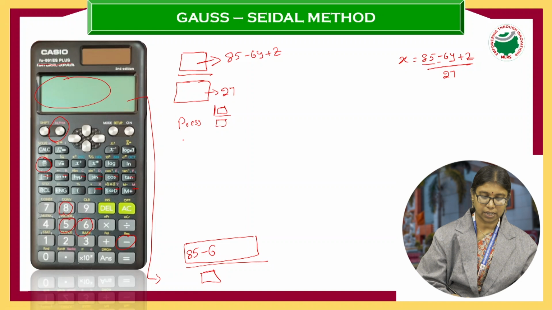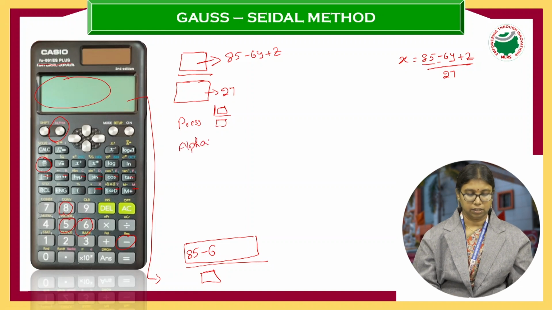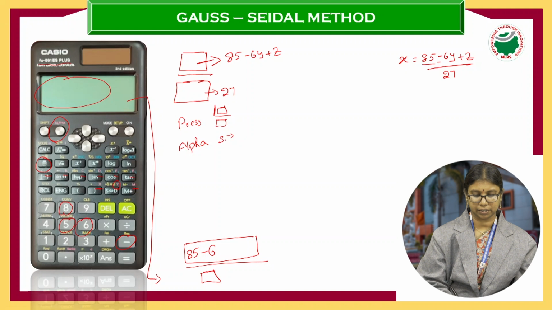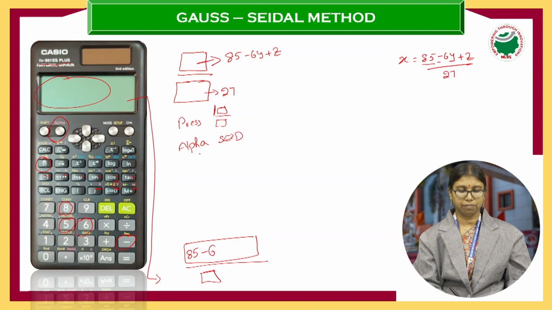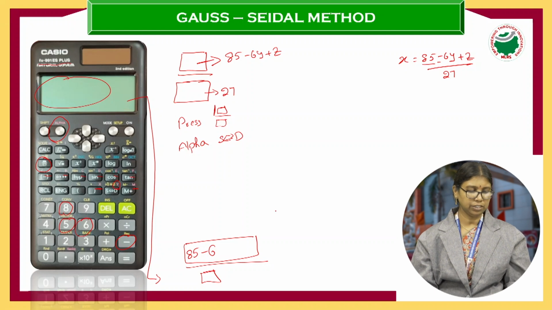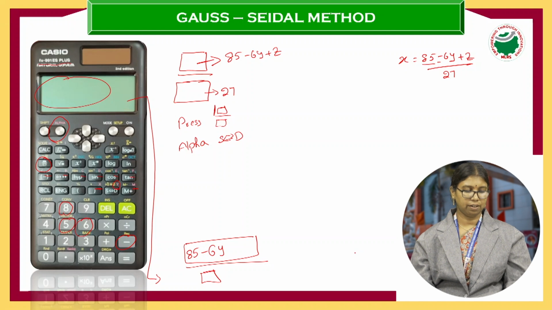See, first you press the alpha button. Then we need Y, and here we have Y on the S double implies D button. So after pressing the alpha button, you press S double implies D. Then you will get the Y value on your screen, like 6y.